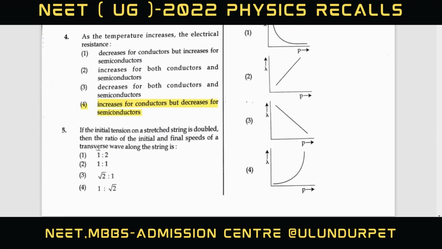Fifth question: if the initial tension on the stretched string is doubled, then the ratio of the initial and final speeds of the transverse wave along the string is. The answer is option 4.